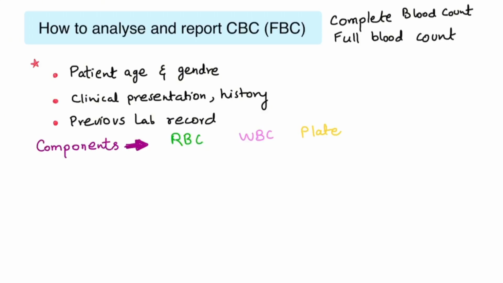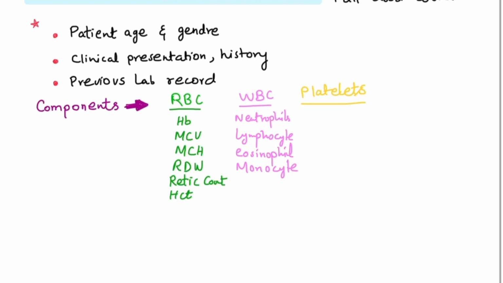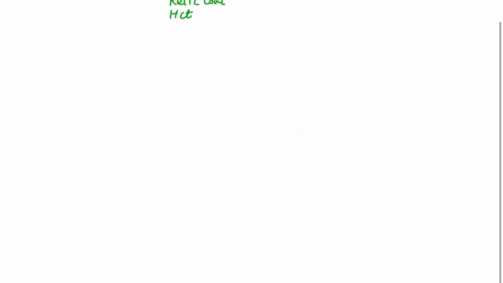There are basically three components that we will be reading in a CBC: red blood cells, white blood cells, and platelets. In RBCs, we will be looking at hemoglobin, MCV, MCH, RDW, retic count, and we can also talk about hematocrit level. I will talk about them one by one. In WBCs, we will look at the neutrophils, lymphocytes, eosinophils, and monocytes. And in the platelets, we will look at the bleeding risk, and we will see when the platelets could be a bit higher than the normal range. So that's it about the overview.